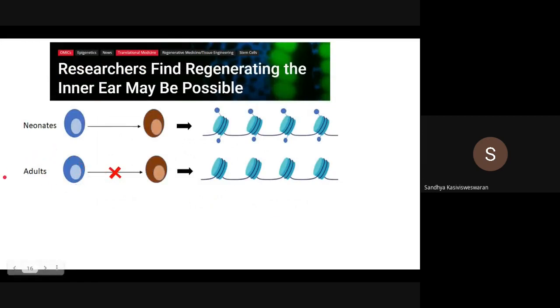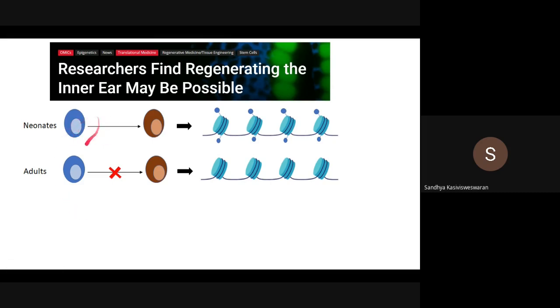Researchers find that regenerating the inner ear may be possible. This sounds fancy. It sounds like I can grow an ear in a petri dish, but that's not what they're talking about here. That's also possible, but that's a whole different talk. Okay, let me explain what's happening here.